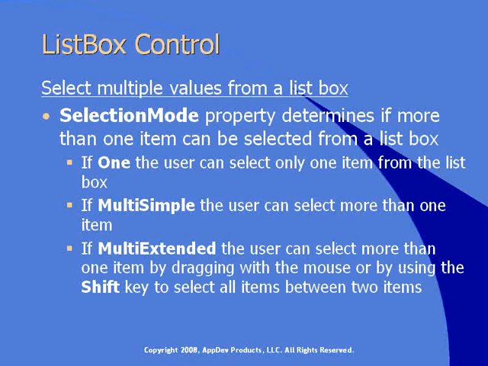If you set selection mode to multi-extended, then the user can select multiple items by clicking one, holding down the mouse button, and dragging the mouse over a number of items that are next to each other, or by clicking an item, holding down the Shift key, and then selecting another item, and all of the items in between the two will be selected.